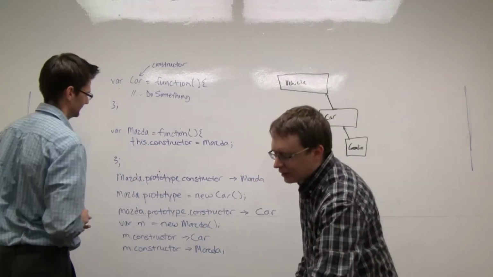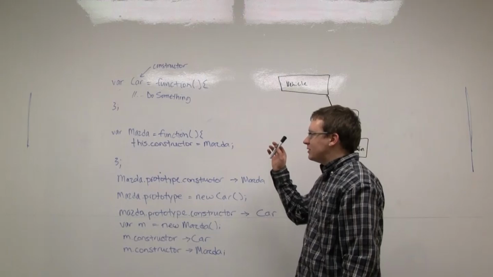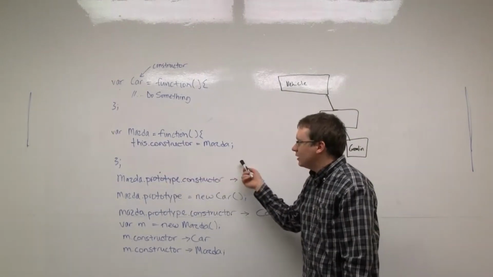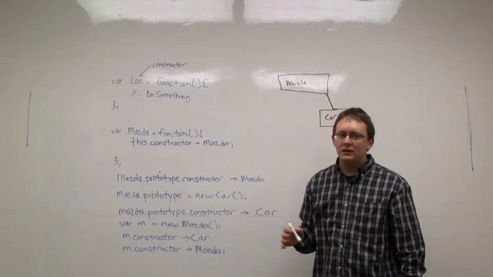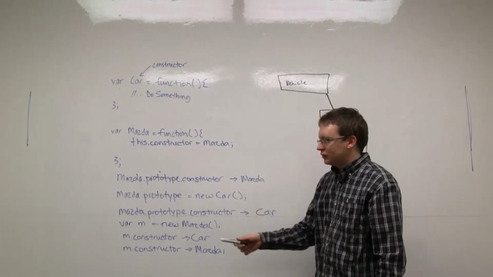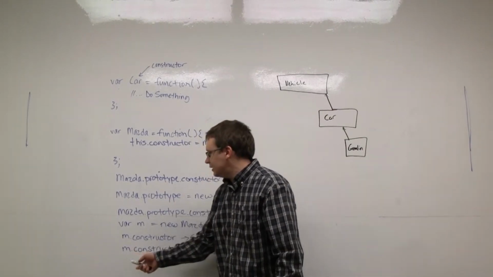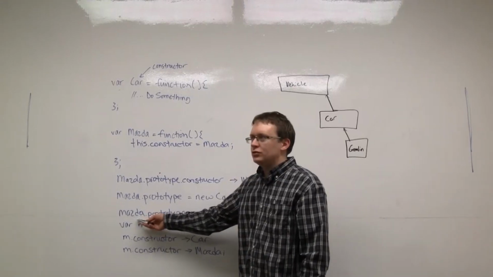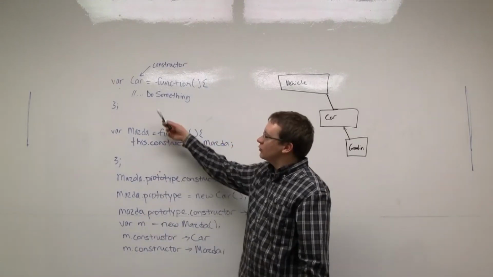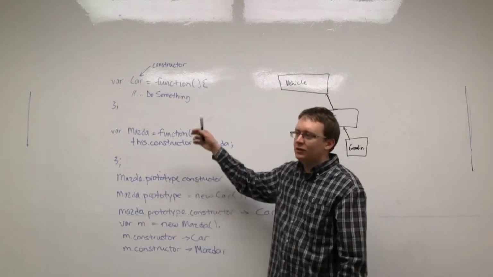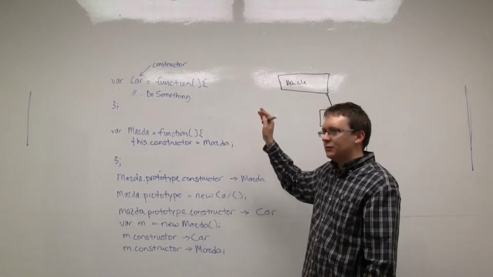So here's, and maybe we should say that the reason you would want to maintain all of this stuff is so that you can use the instanceof operator. So you can say, is M an instance of Mazda? That should be true. Is M an instance of Car? That should be true too. And if you do it this way, it ends up working.